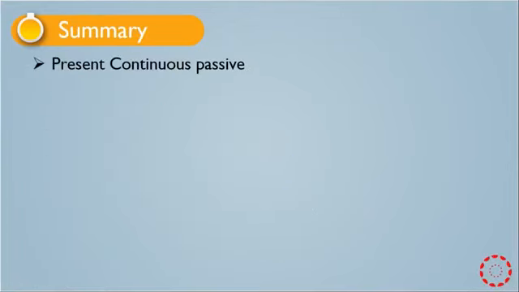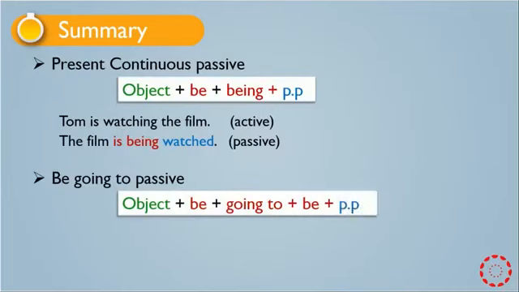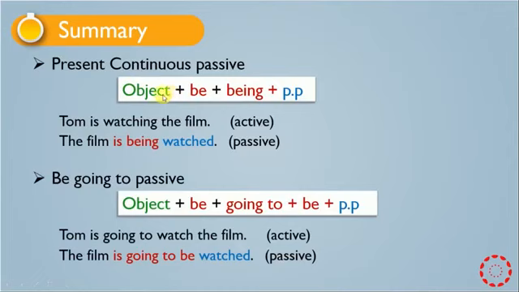The summary, or what we learned today: present continuous passive. This is the rule of present continuous passive. We have object at the beginning, and then we have be, verb to be, and then we have being. After being, we have pp.